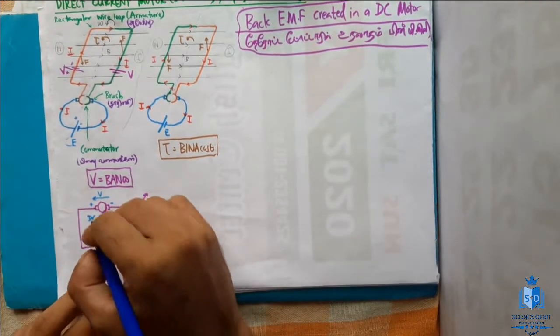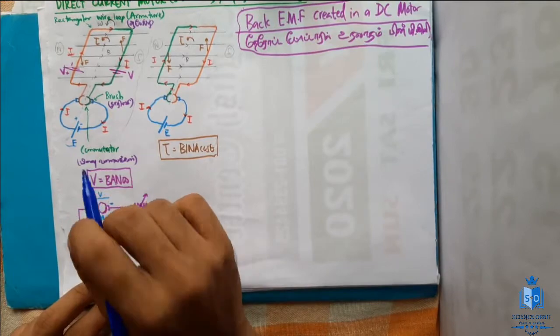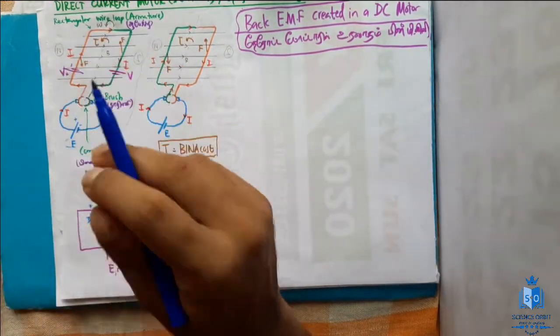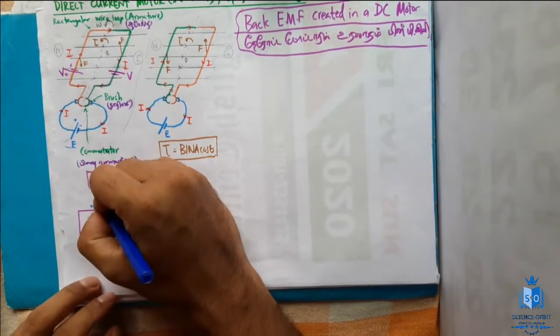And also very important, it will have an internal resistance, because it is a wire loop. It's a wire, so all these components will have an internal resistance. Let's take the internal resistance of that as simple r.